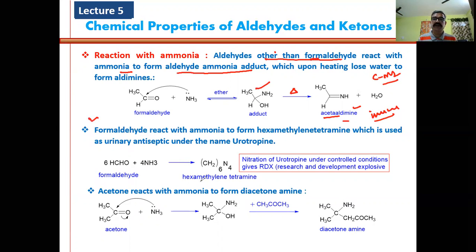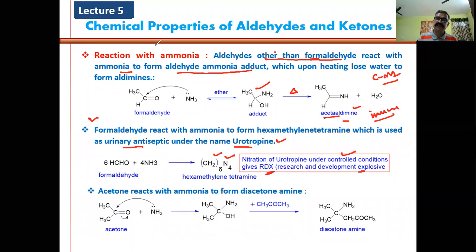Formaldehyde reacts with ammonia to form hexamethylene tetramine, which is used as a urinary antiseptic as well as in the development of RDX, research and development explosive. Nitration of hexamethylene tetramine gives RDX. It is also used as a urinary antiseptic as medicine. Urotropin is its name under which it is sold.